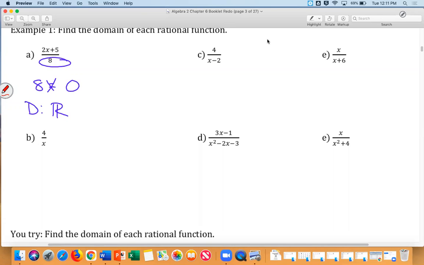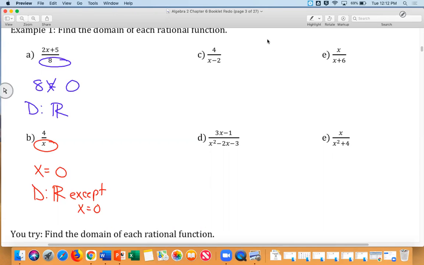All right. Let's look at B. B is nice and easy. Identify the denominator. When does X equal zero? Well, it's pretty self-explanatory. So my domain would be all reals except X equals zero. Can't have X equals zero. Now again, we can't have X equals zero because if I plug in zero, I get four divided by zero, and that's gonna be an error, okay? If you were to graph it on your calculator and go to the table, it'll say ERR in the table, okay? It's just another way to do it.